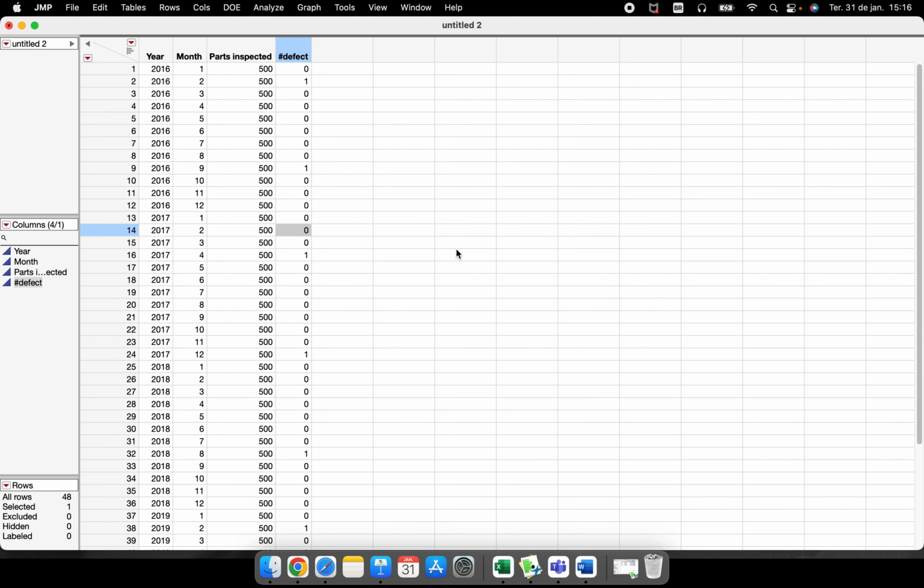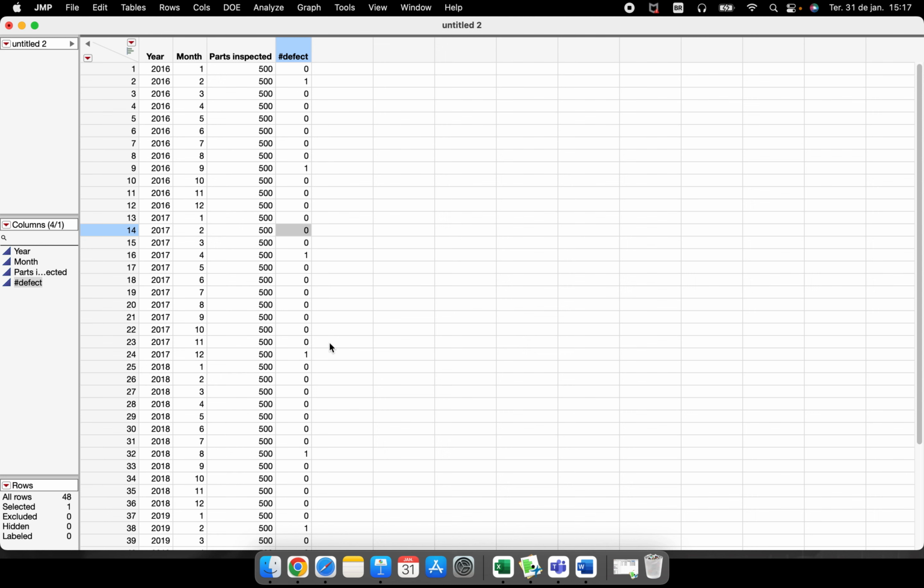So let's suppose that you implemented your solutions, your proposals in your process, and now you are monitoring what is happening about that defect that you were inspecting in the beginning of the project, that you had a lot of defects per day, per batch, but now the defect is not happening. You are not seeing the defect anymore.